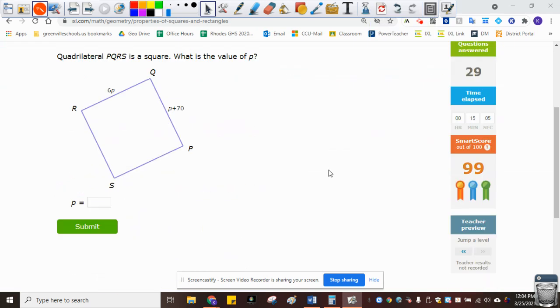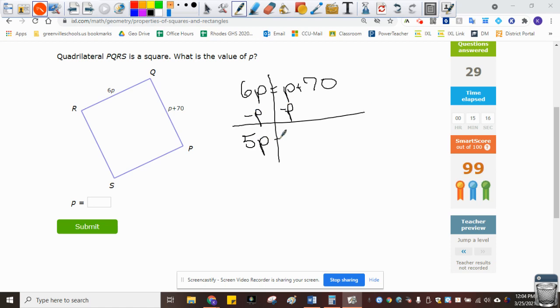All right, this is a square. Let's find the value of P. All sides are congruent with a square. So I set my two sides equal to each other, and I can solve for P. P equals 14.